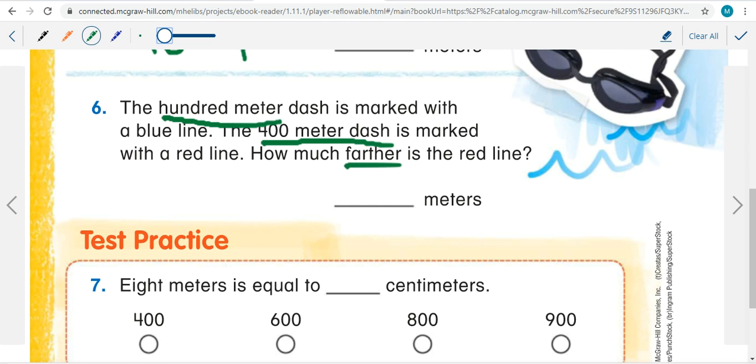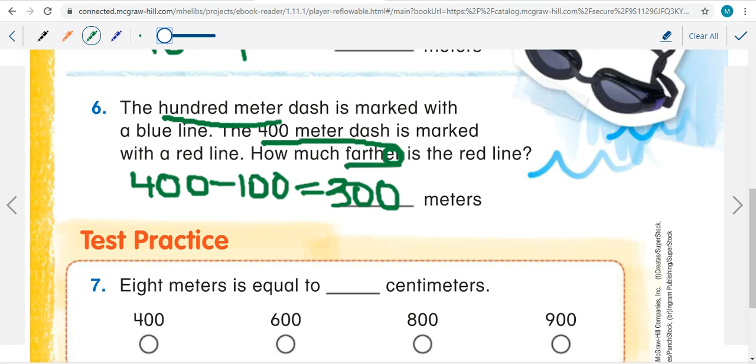So every time that you see these ER, we are going to compare. And when we compare to find the answer, we subtract to find the difference. So we are going to subtract 400 minus 100 is equal to 300.